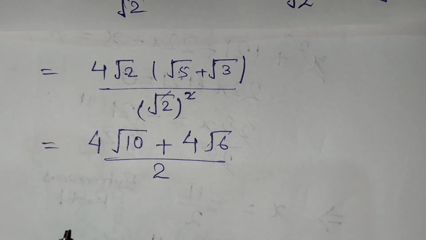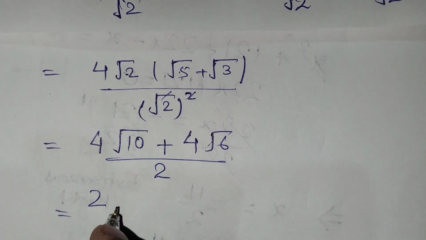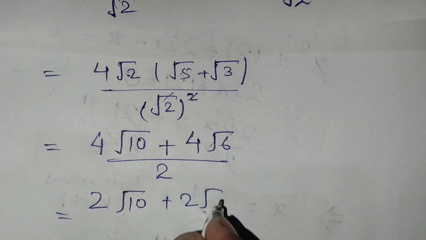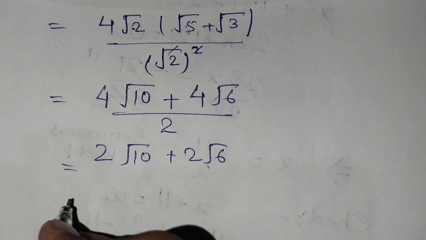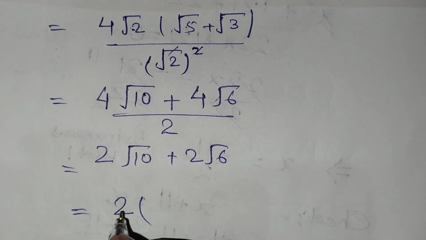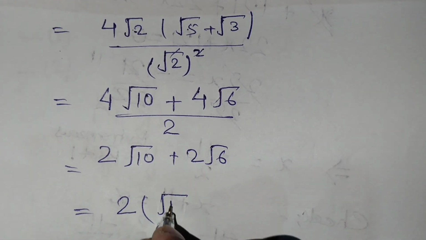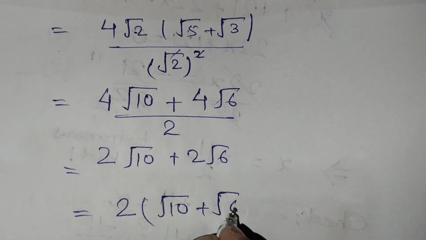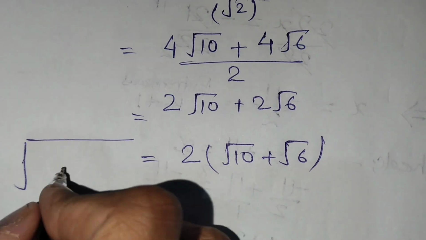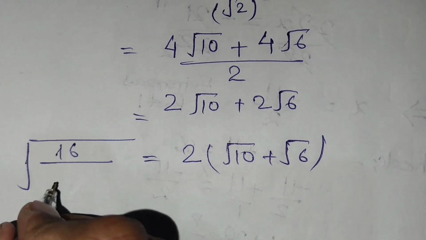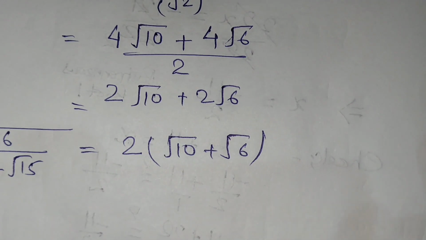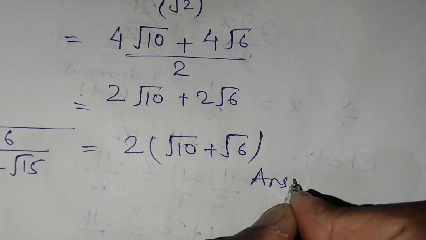Dividing 2 on both, we get 2 times square root 10 plus 2 times square root 6. Take the 2 common, 2 times square root 10 plus square root 6. This is the final answer of square root of 16 divided by 4 minus square root of 15. This is the final answer.